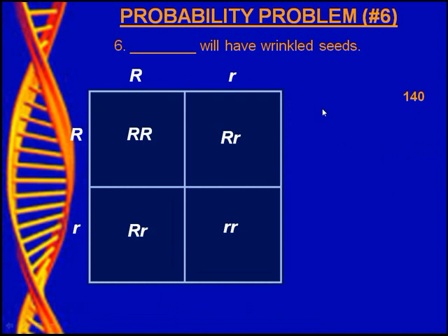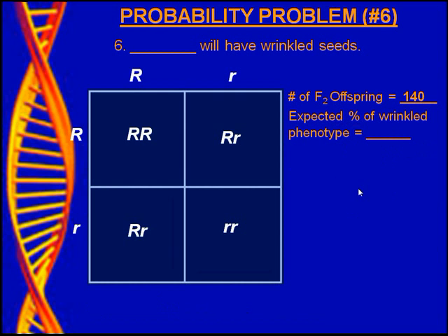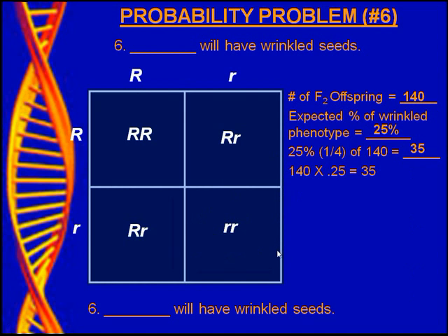Alright, so how many will have wrinkled seeds? Again, number of F2 offspring is 140. You have to be given that if you're going to be expected to do any kind of work like this on the test or a worksheet. You've got to be given the number of F2s. How many would you expect to have wrinkled phenotype? Again, that's 25%, 1 out of 4. So, how you do the math is up to you, but 1 out of 4 of 140 is 35. So, 35 will have wrinkled seeds.